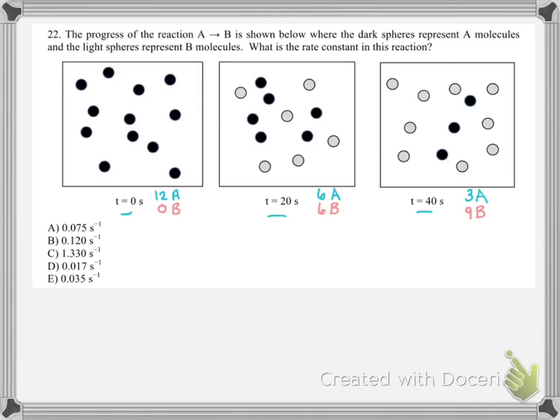And so what I see happening here is that as we go from the first time to the second time, we've cut the amount of A that we have in half. So we've done one half-life. And the same goes for the next interval. We go from 6A down to 3A, so we have another t1/2.